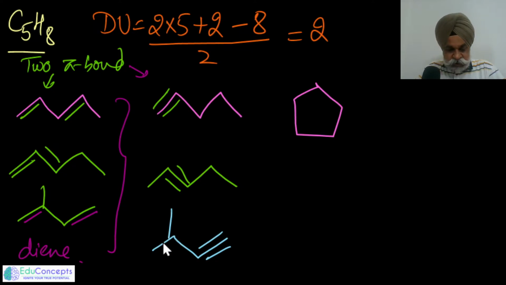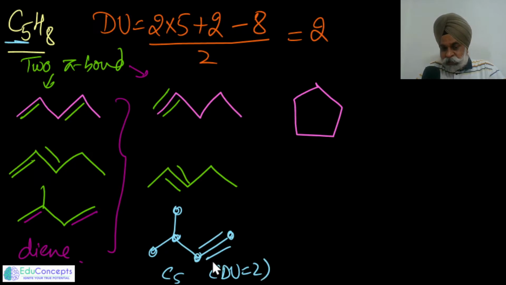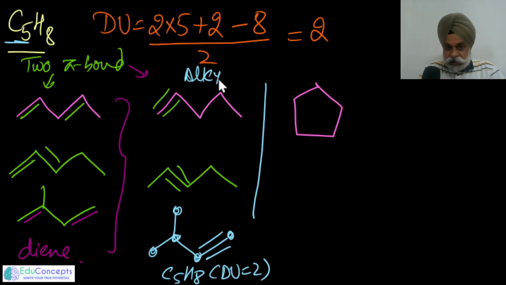There is no need of checking the hydrogens, it would come out to be 8 only, because if you stick to the number of carbon atoms being 5, there are 5 carbon atoms in this formula, and DU is 2 because there are 2 pi bonds. Definitely the hydrogen automatically would come out to be 8. So here these are alkynes. This is diene, this is alkyne.